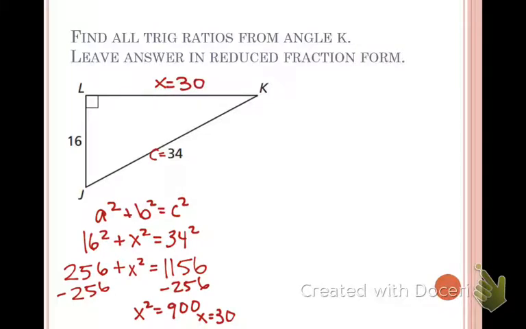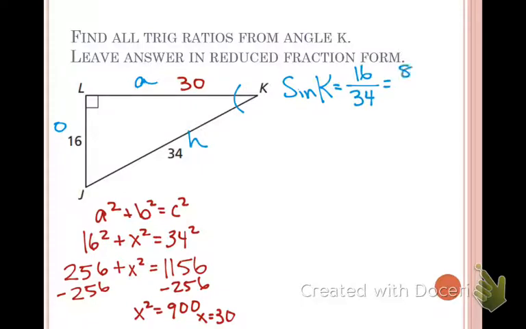We need to find the trig ratios from K. So let's start with sine of K. What's my hypotenuse in this picture? 34. My opposite? 16. And then my adjacent? 30. So sine is opposite over hypotenuse, so 16 over 34. Does this reduce? It does. Perfect.